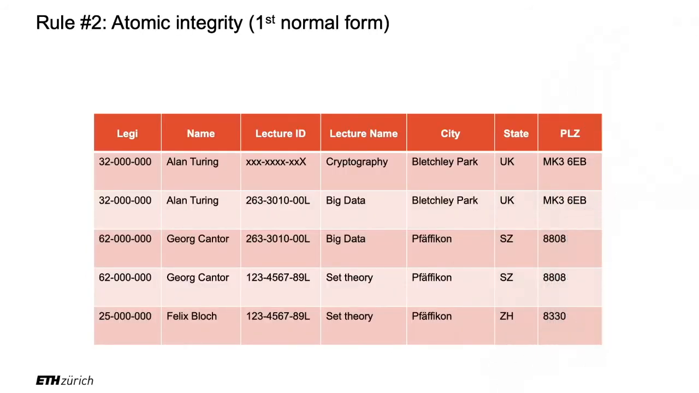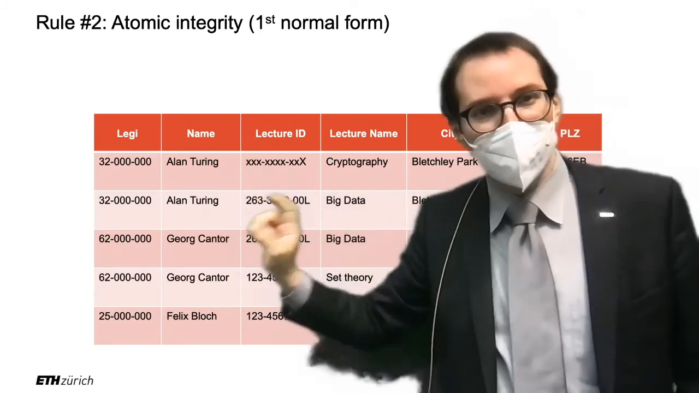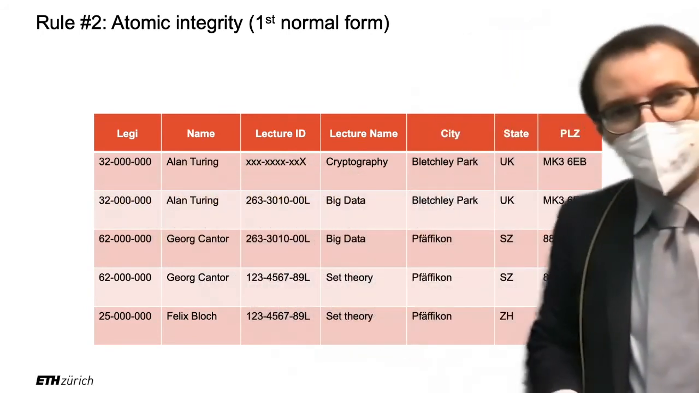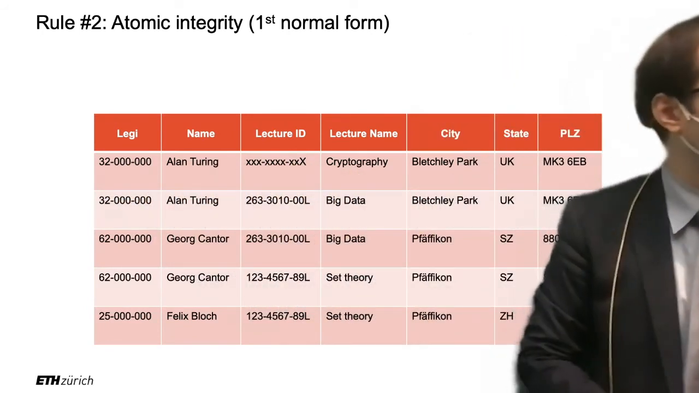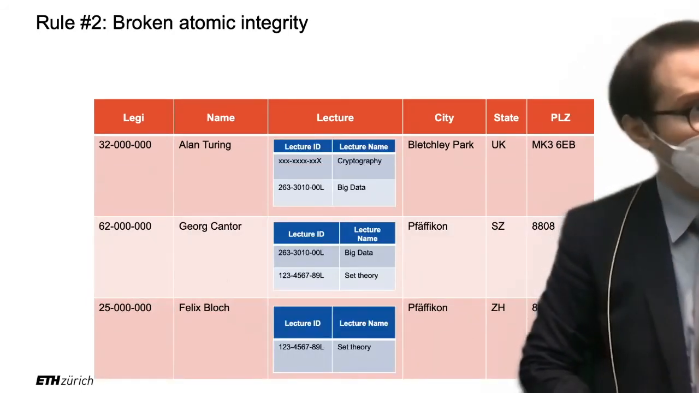Atomic integrity, that's the new one, the third. I called it number 2 because it's in a different order, but this is the third rule we learned today. Atomic integrity means that the values here are atomic. What does it mean to be atomic? Well, I'm going to show you what it does not mean. It's much easier that way. This is what it does not mean.